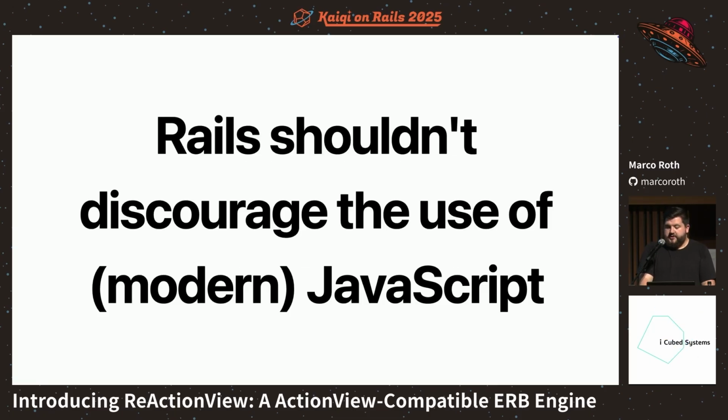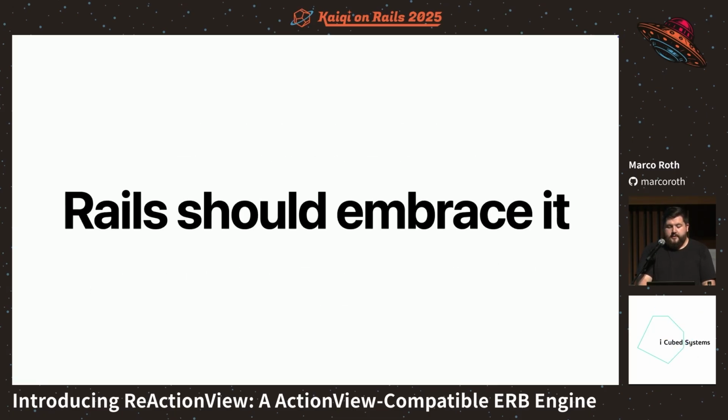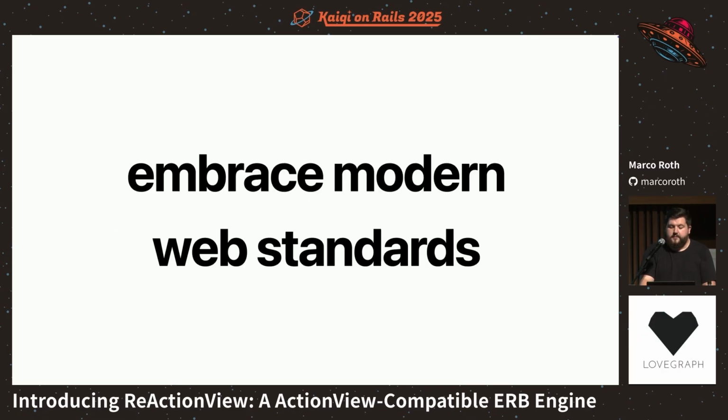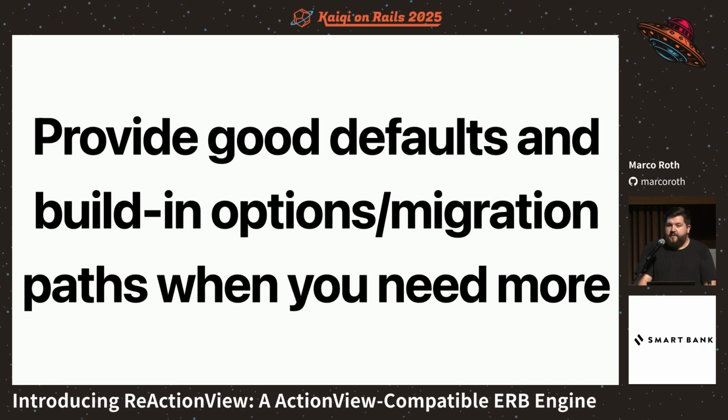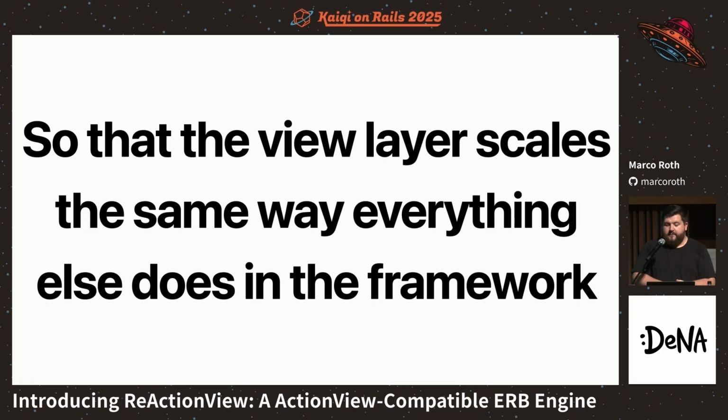Rails shouldn't discourage the use of modern JavaScript. Quite the opposite, it should embrace it, and also embrace modern web standards. Rails has been really good with providing built-in defaults that are super good, and you need the same kind of defaults for the view layer too. So the view layer itself scales the same way as everything else in the framework does. If you look at Active Record, you can have sharding, you can have multi-tenancy, you have all these built-in features which help you scale, but the view layer was pretty much left out in this whole scaling package.